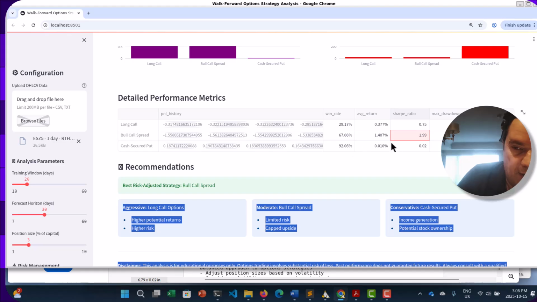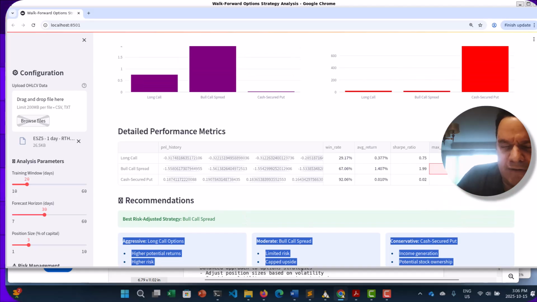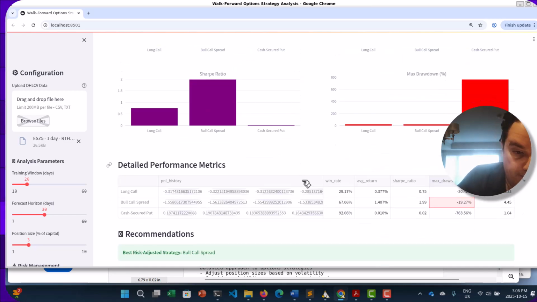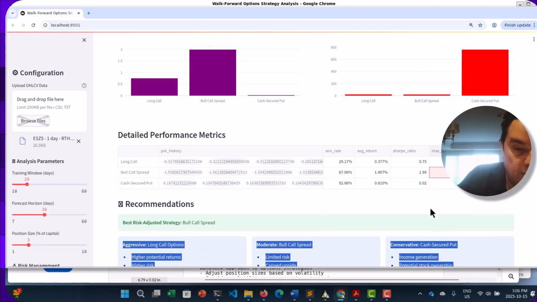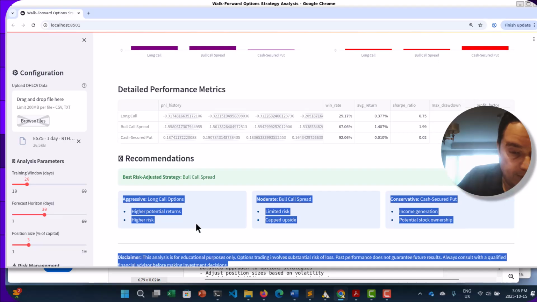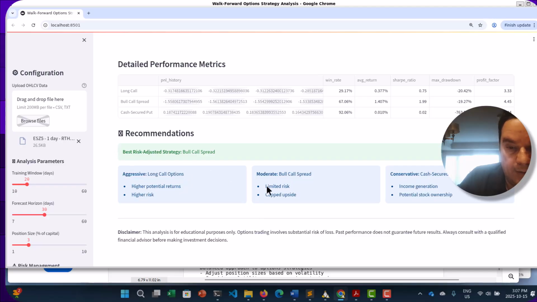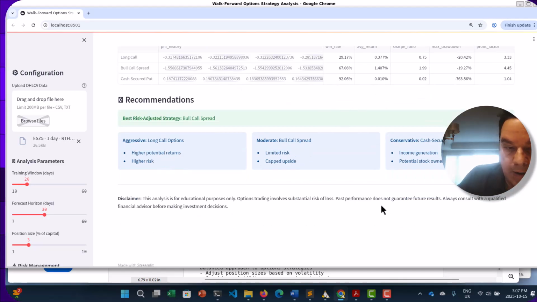So this is not the best one to go with. This one's okay. I tolerate this one. The bull call spread profit factor, 4.45, is pretty strong. So there you go. Cash secured put, bull call spread. Probably this one's the most lucrative. So it depends upon what you're wanting. If you want a moderate, you do this moderate bull call spread, limited risk, capped upside.